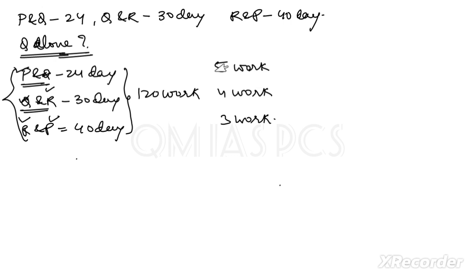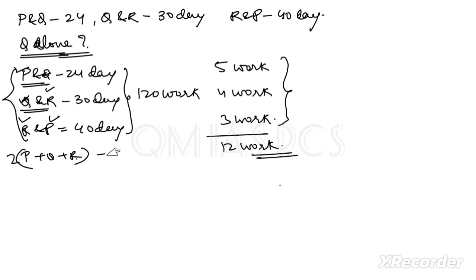So when you add all three, it will be 12 work. So 12 work is by whom? It will be for P plus Q plus R, that means 2 times P plus Q plus R. When you write P plus Q plus R for only one time, it will be doubled. If they are double, they are working 12 work. So when they are single, they will work 6 works.